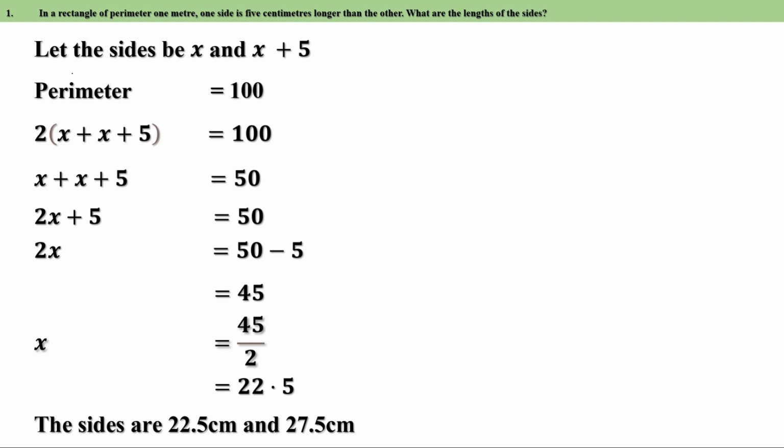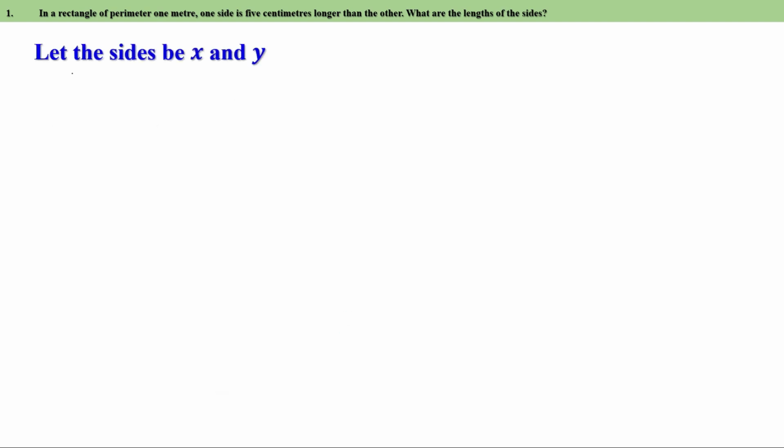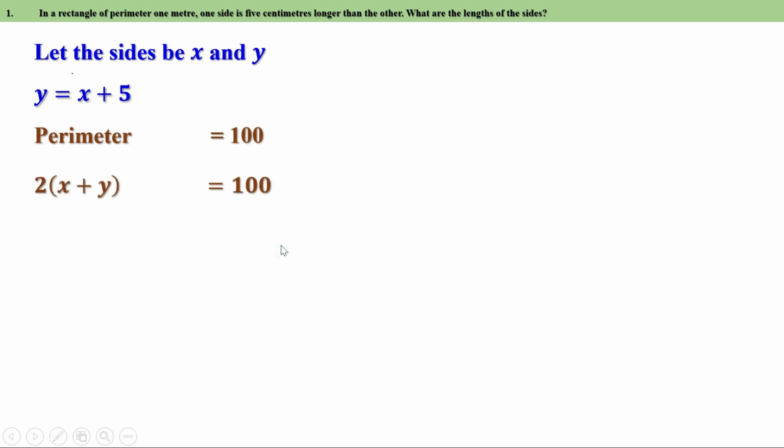We can do this using two equations with two letters. Let the shorter side be x and longer side be y. Given that longer side is 5 more than the shorter side, or y equals x plus 5. Also given that perimeter is 100 centimeters, that is 2 into (length plus breadth) or 2 into (x plus y) equals 100. Therefore, x plus y equals 50. y equals x plus 5.